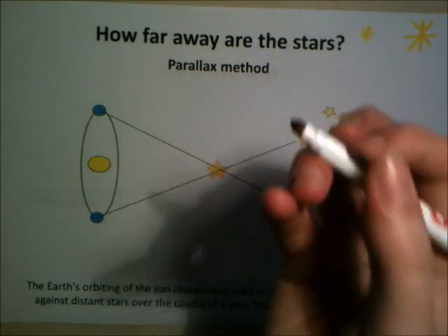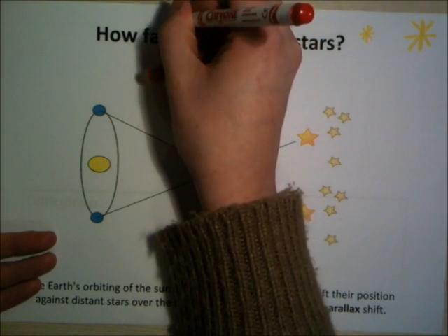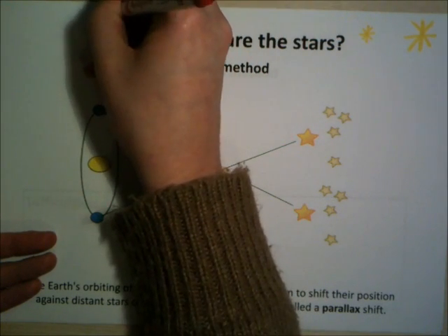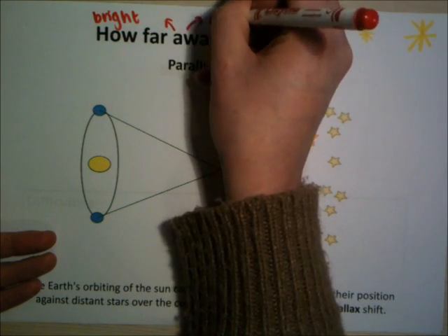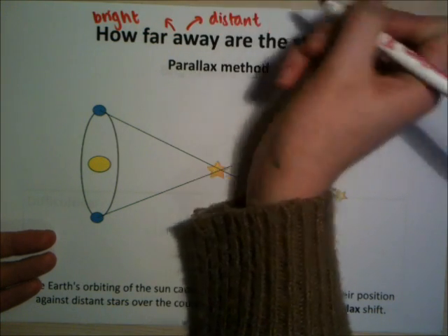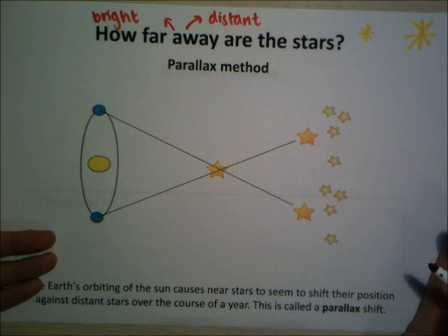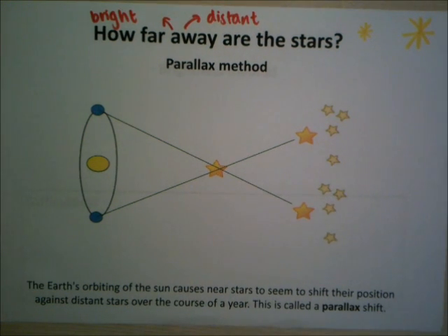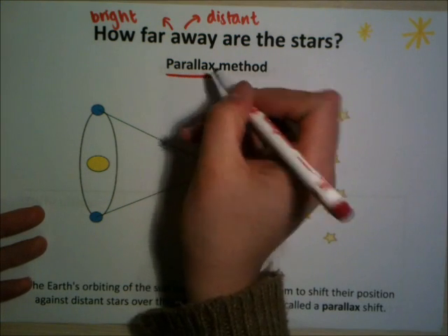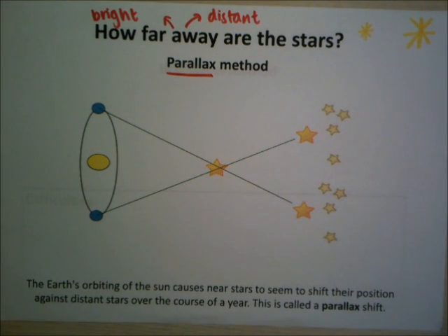So how big a star looks depends on two things. It depends on how bright it is and also how distant it is. So we can't just say, oh, the bright star is the closer one, most of the time. There's one exception that I'll talk about in a minute. Now for nearby stars, we can use something called the parallax method. Now you don't need to know much about this, you just need to know what the idea is, and you need to be able to label a diagram like this.